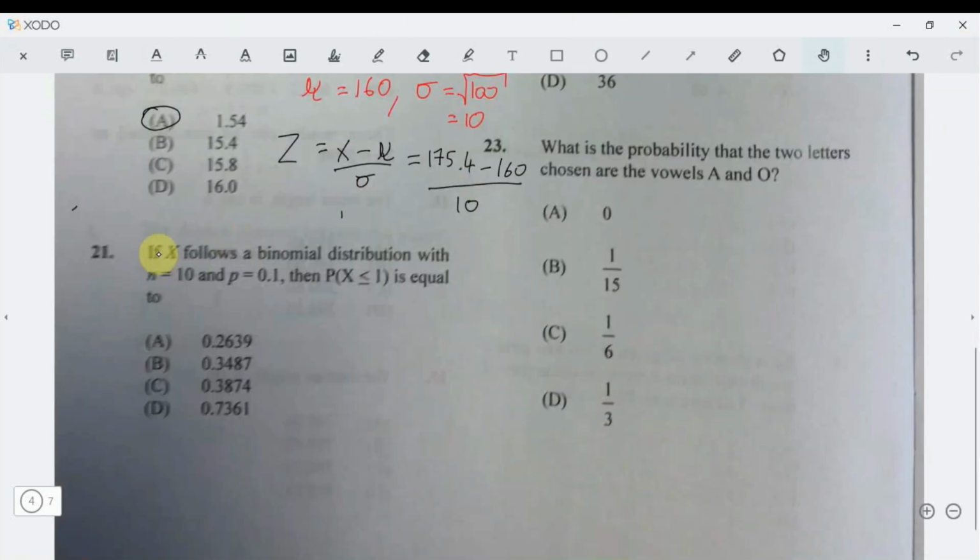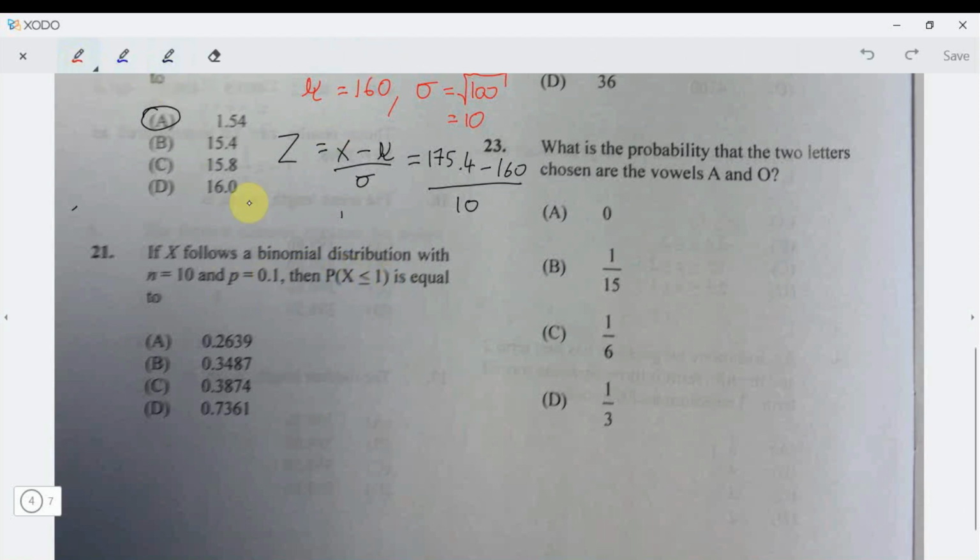Number 21 says if x follows a binomial distribution with n being 10 and p being 0.1, then the probability x is less than or equal to 1 is... Let me write down the distribution. X follows a binomial distribution of n, p. If we want the probability x is less than or equal to 1, that's just the probability x equals 0 plus the probability x equals 1. That's all.